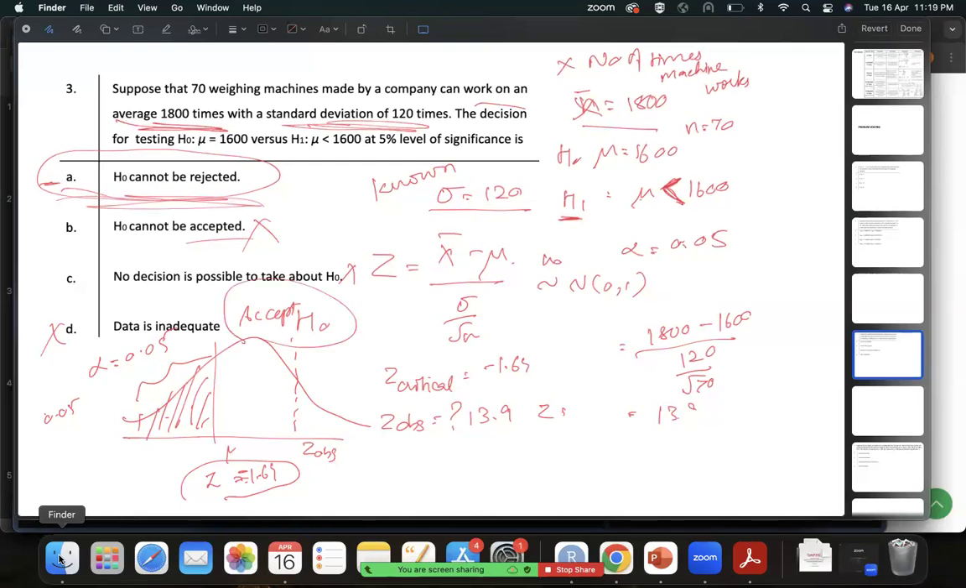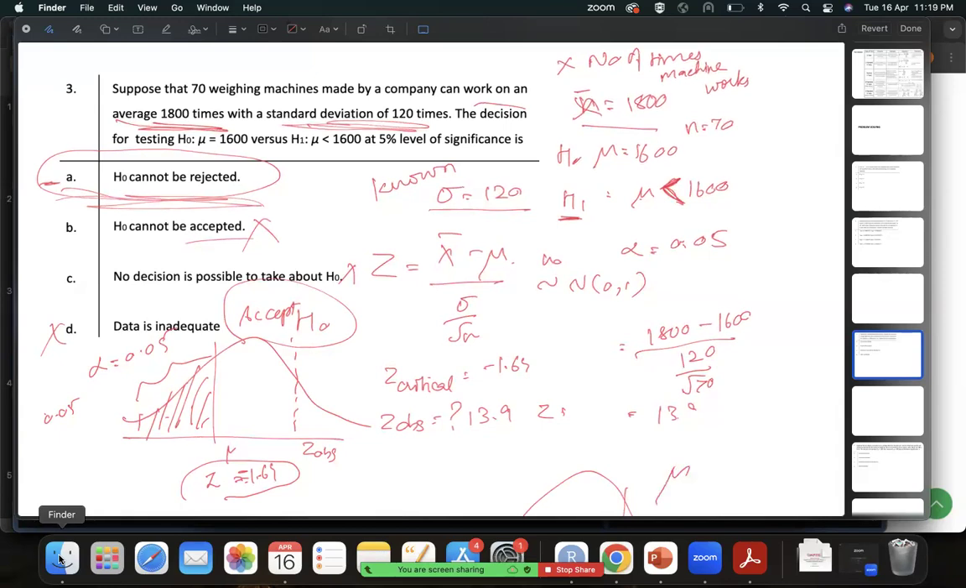Ma'am, if in this question the mu value is greater than some value, will we also follow the same way? Yes, you just follow the same way, but you'll follow a right tail test. So this would be your rejection region.